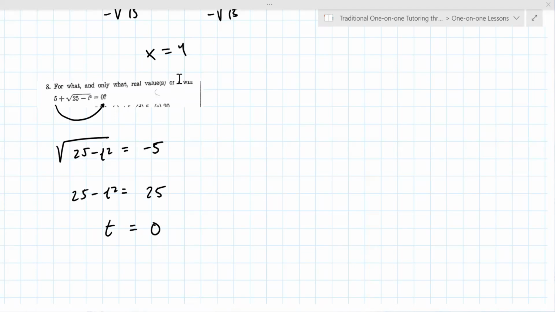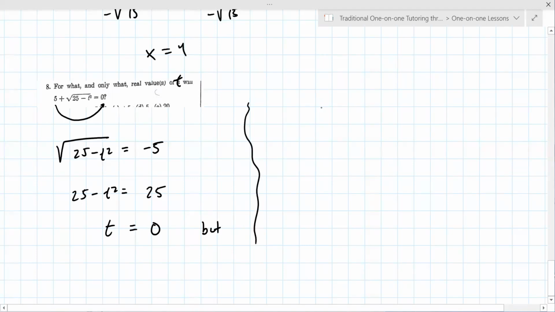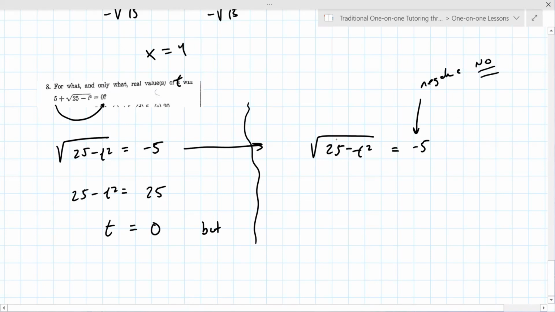Oh, it's values of t. So the only value of t that will work here is 0, but you have to check your answer. Now I could have done this another way, and this is probably the better way. If I go back to the original, actually this line right here, is the square root of anything ever negative? Can a square root ever be negative? And the answer is no. So this has no solution.